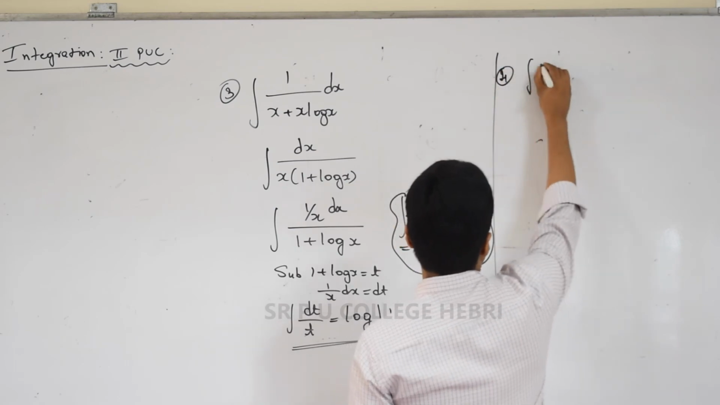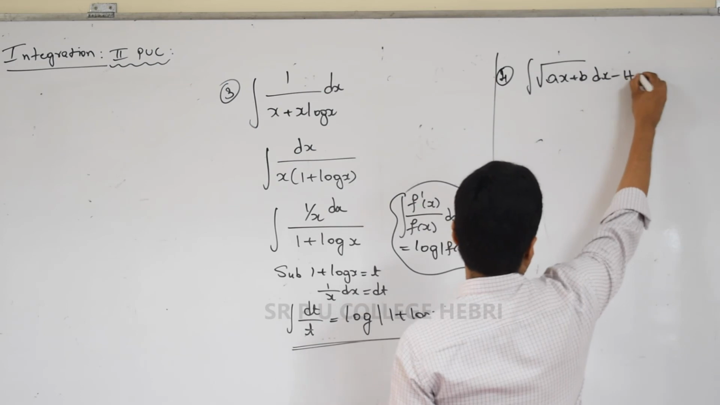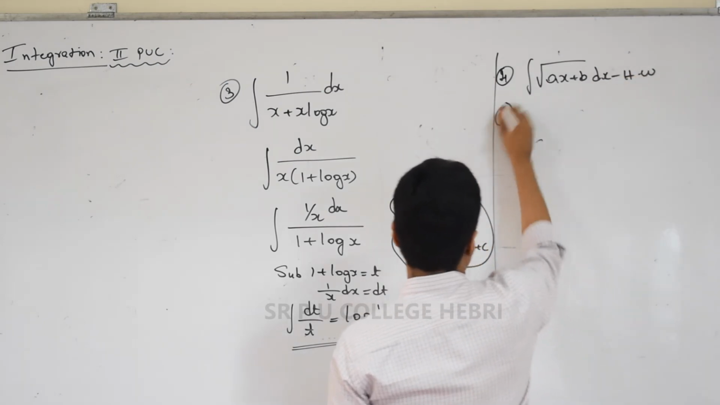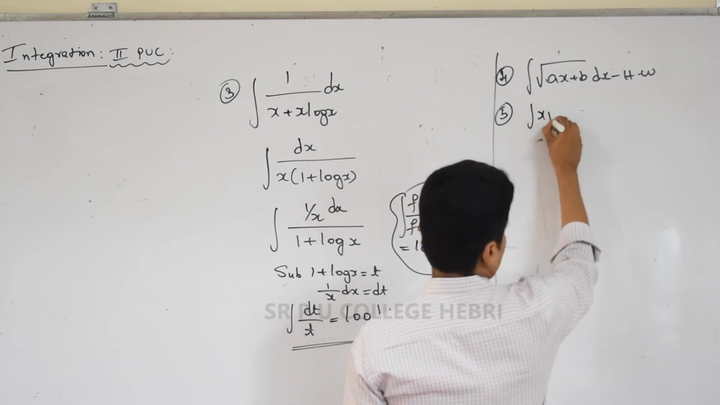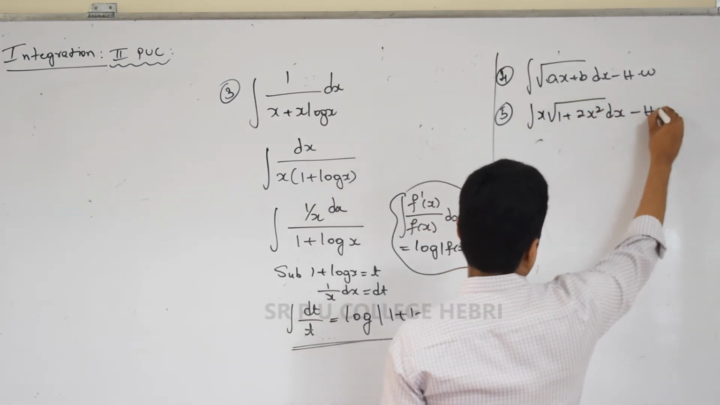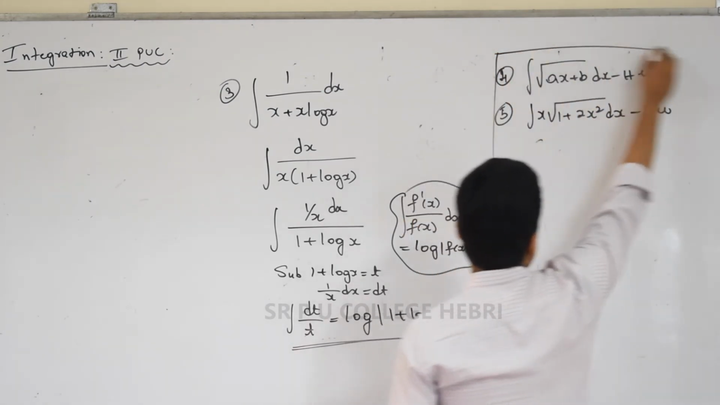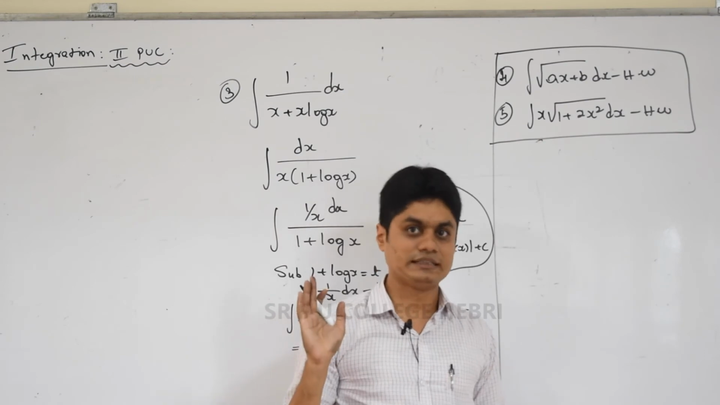The first one is root of ax plus b dx. If you don't understand, ask me, and I will explain in the next class or on WhatsApp. And the fifth one, x by root of 1 plus 2x square. Both these two you have to work out as homework problems. Please remember that both these two problems you have to work out as homework.